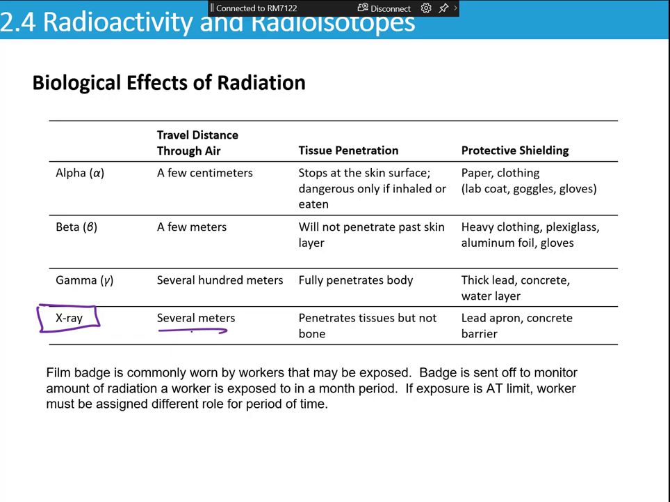X-rays penetrate tissues, but don't penetrate bone, so they have the ability to go all the way through. As an X-ray tech, or if you have to hold an animal, you can't just say, okay dog, lay down, and I'm going to go out here and take your X-ray. The dog would jump up and run away. So in vet tech, you inevitably end up having to be in the room. So what do you use?